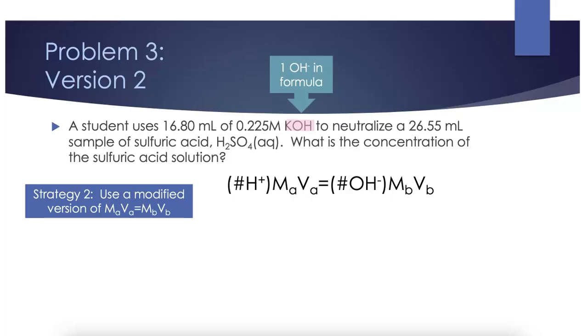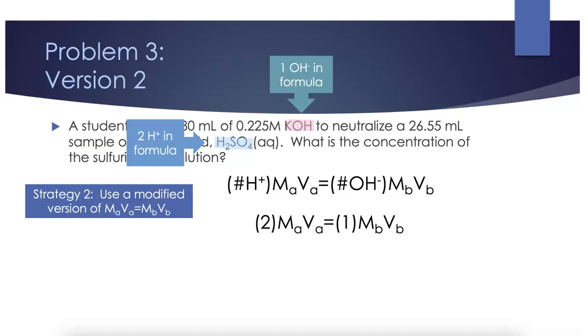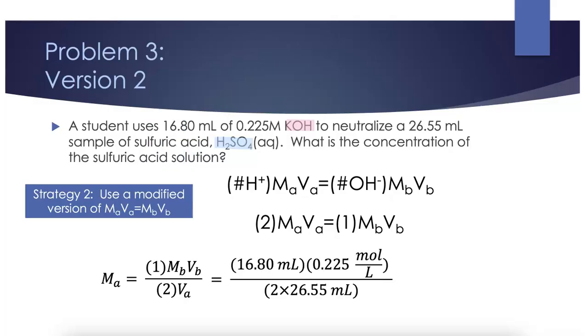I know there's one hydroxide in the base formula. There are 2 hydrogen ions in the acid formula. So when I rearrange my equation, I can substitute that in. I need to put a 2 on the acid side and a 1 on the base side. And then I know the molarity of the base. I know the volume of the base, and I know the volume of the acid. I can rearrange this equation to solve for the molarity of the acid, which is, of course, what we want. I can substitute it all in, and I get the same exact answer as I got in the other version of how to solve this problem.